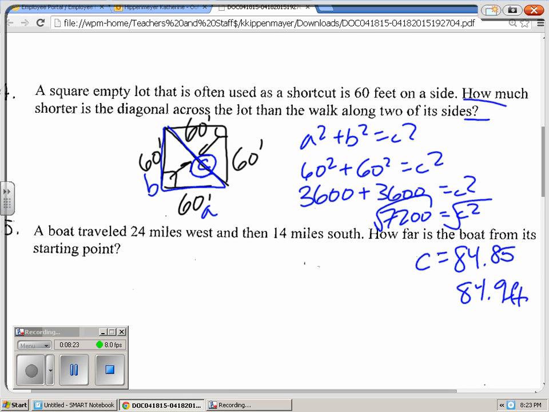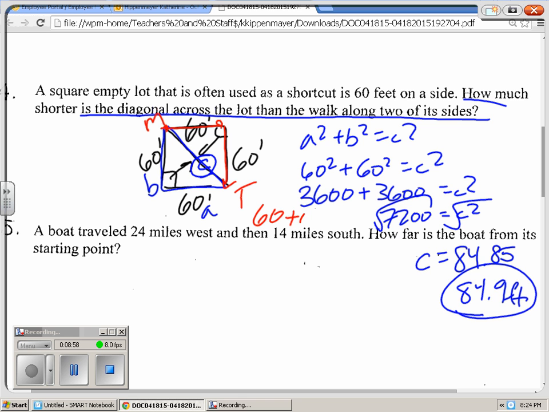Now, once again, we're going to read the question. This is the first time it's really going to benefit us to reread. It says, how much shorter is the diagonal across the lot than the walk along two of its sides? So they weren't really asking for this amount, 84.9 feet. They were asking, how much shorter is the shortcut? Well, if you go the full distance, let's say from M to T, you take 60, you add 60 feet, and if you don't take the shortcut, it's 120 feet. And if you do take the shortcut, it's 84.9 feet.